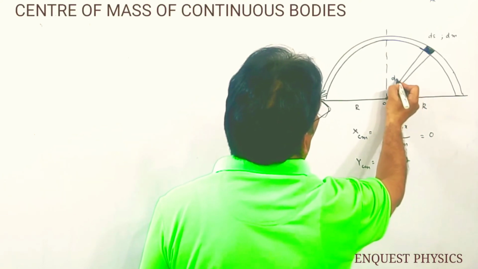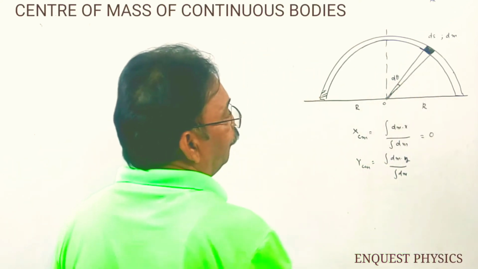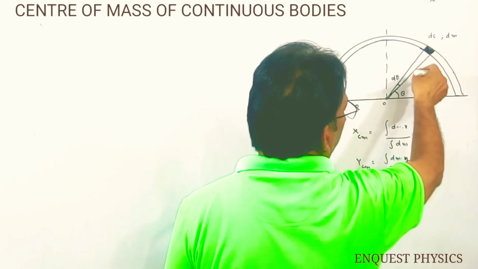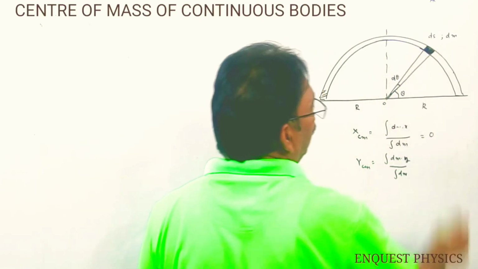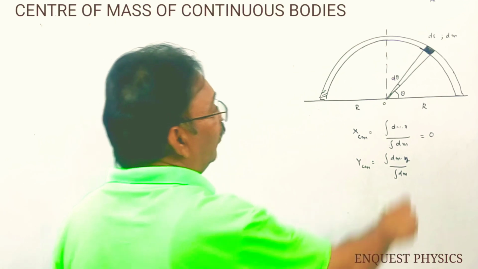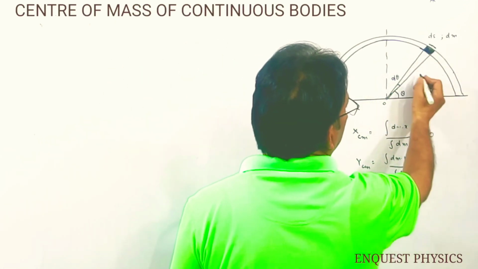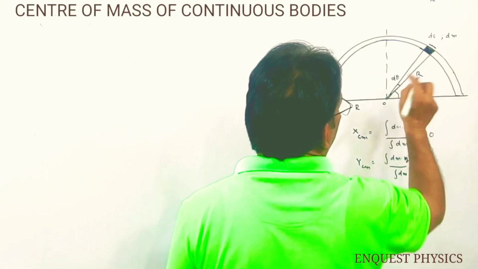Look at this angle, we call it d theta. It is very thin, almost these two are coinciding with each other. If you watch it carefully, we will get an arc here as d s. It is a radius, and obviously it is radius.